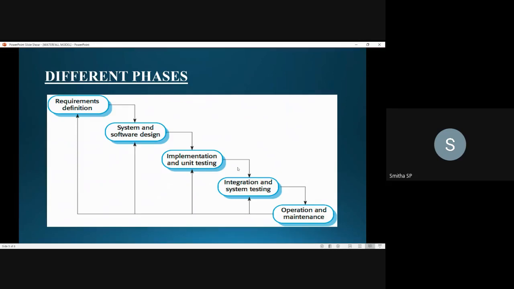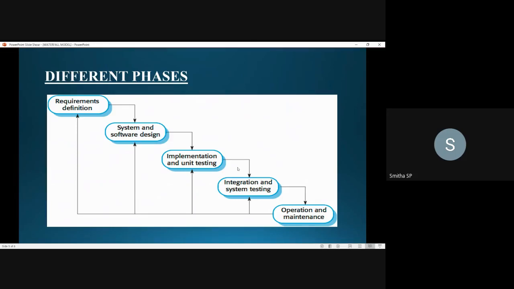Then, once the requirements are analyzed, we move on to the next phase, that is the system and software design phase. In this phase, the system design process allocates the requirements to either hardware or software systems by establishing an overall architecture of the system. The software design involves identifying and describing the fundamental software system abstractions and their relationships.